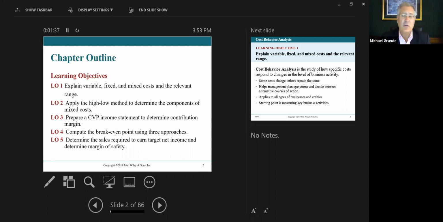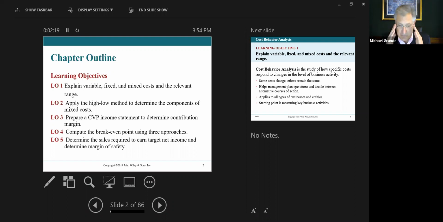When we get to that mixed cost, we want to be able to break it down into its important pieces. So when we say mixed cost, a mixed cost has a variable component and a fixed component. And the way that we're going to break out those mixed costs is we're going to be using the high-low method to break down the components. That's our second learning objective. And learning objective number 3 is we're going to introduce a new type of income statement called the cost, volume, profit income statement, also known as the contribution format income statement, where we separate out variable and fixed costs.